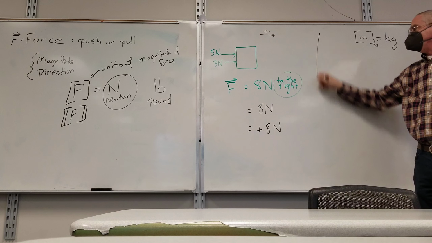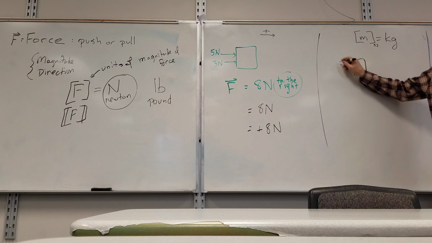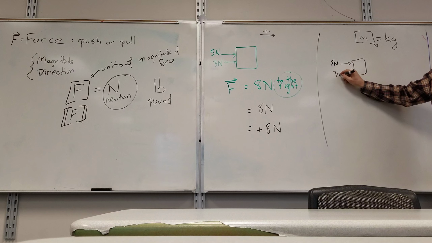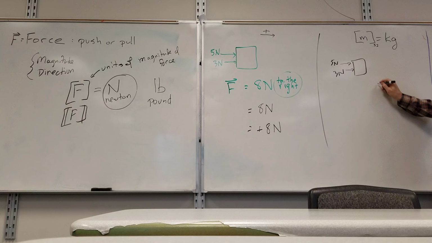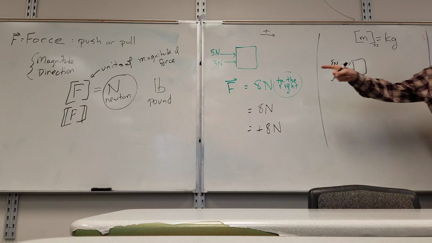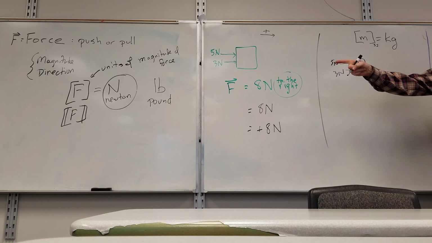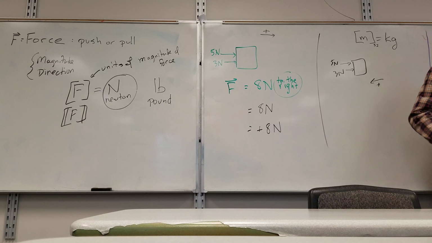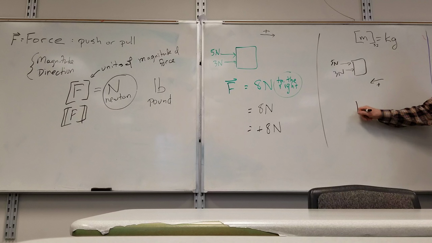If we instead have 5 newtons going to the right and 3 newtons going to the right, and this time I want to make to the left positive. Whatever I say is the positive direction, the opposite is negative. So I don't have to say that positive is this way, negative is that way; it's understood. I'm not saying anything about up or down. So in this case, what's the total force acting on the box? Negative 8 newtons.